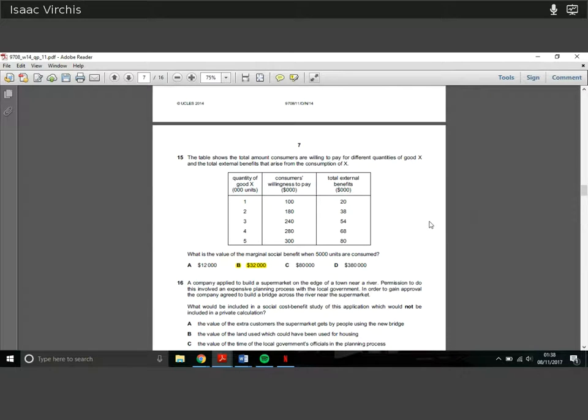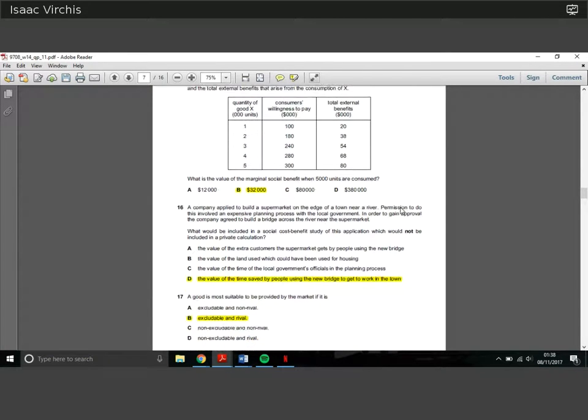Again, quite an easy definition, relying on you understanding that marginal social benefit is going to include both the consumer's payment side of social benefit, that's the primary benefit, and the external benefits. Remember, social benefits include both private and external benefits there.